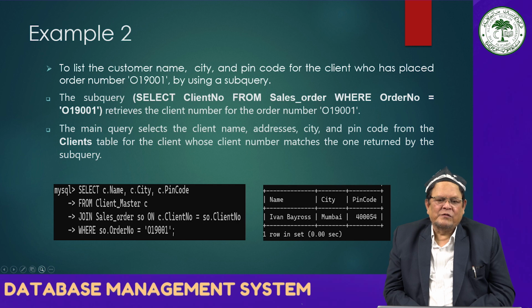We have selected only 3 attributes: name, city and pin code. It will be Avon Bros, Bombay and then 400 009.